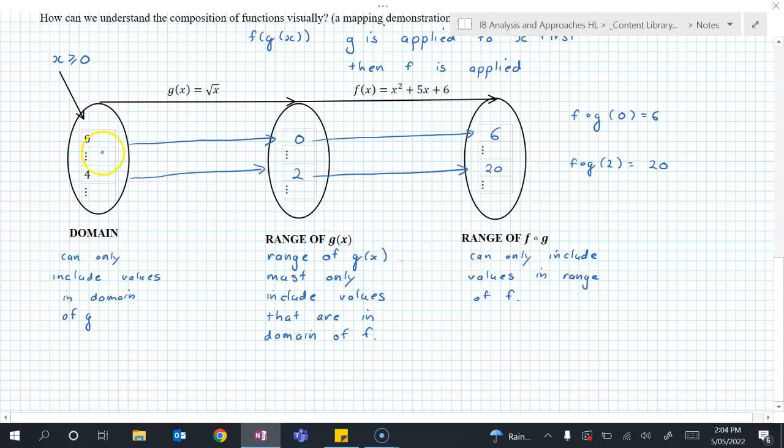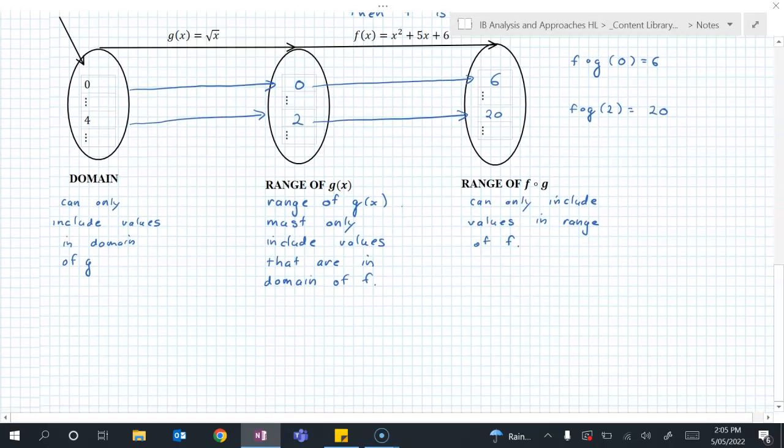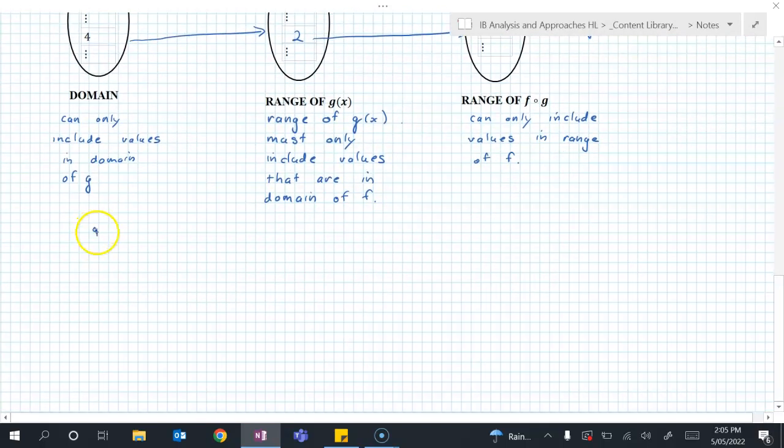So if I've got a value in my domain, and I apply g to it, and then after applying g to it, I apply f to it, but it gives me no y value for f, I'm going to have to take it out of my original domain so that I've got a function. Now we need to have a look at that in a bit more detail, but let's just finish up first of all with the domain and range.